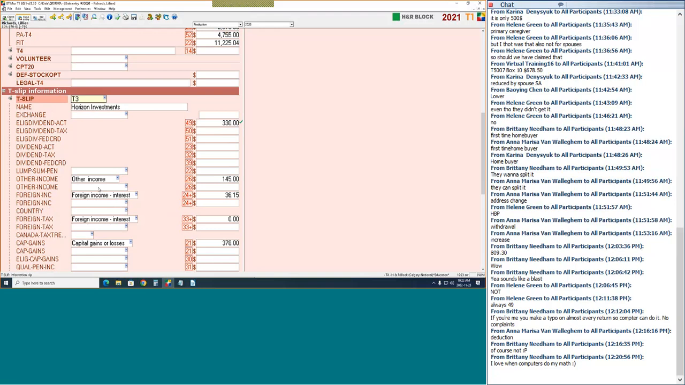You might have a client who will get multiple T3s for Horizon investments. So she might get one slip that has some dividends, and then another slip that has a bit more dividends and some other income, and then one slip that has the foreign income and the capital gains, and they're all the same company. If that happens, you can put them together on one. As long as the totals match what the CRA has for their totals, that's fine.